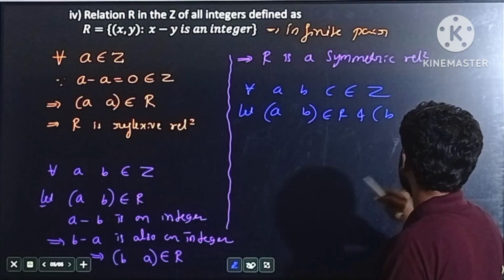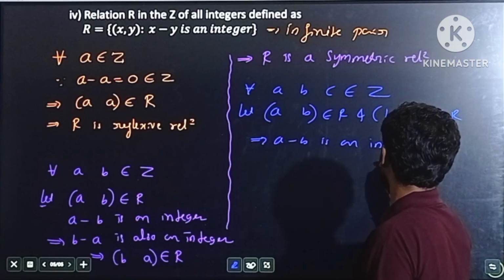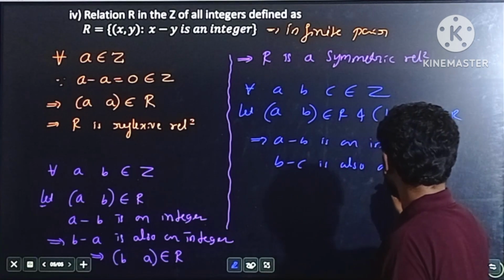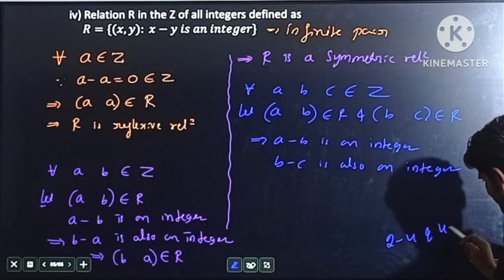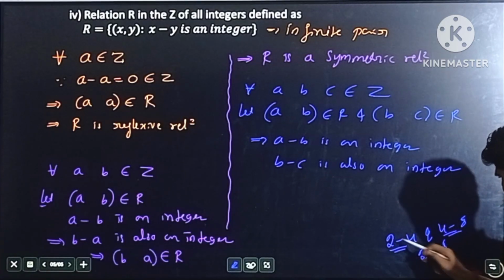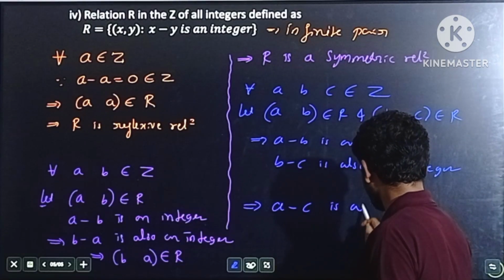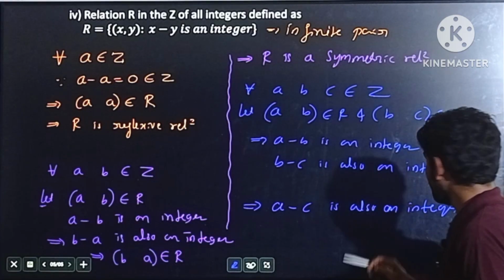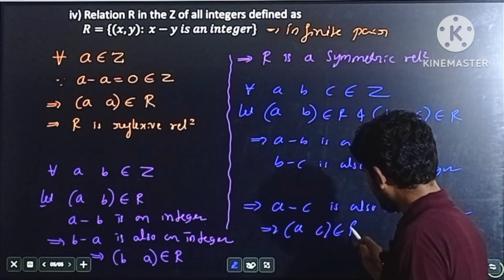Since pairs ab and bc are in R, a minus b is an integer, and b minus c is also an integer. Now see here, if 2 minus 4 is an integer and 4 minus 8 is an integer, then definitely 2 minus 8 is also an integer. First pair, second pair and third pair. Which implies a minus c is also an integer. Since a minus c is an integer, the pair ac is also in the relation R.